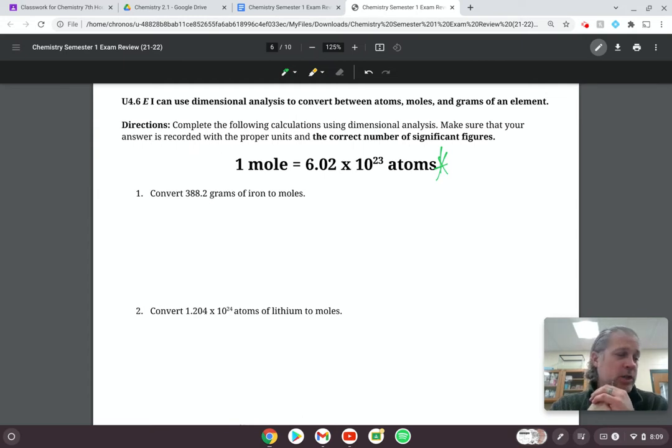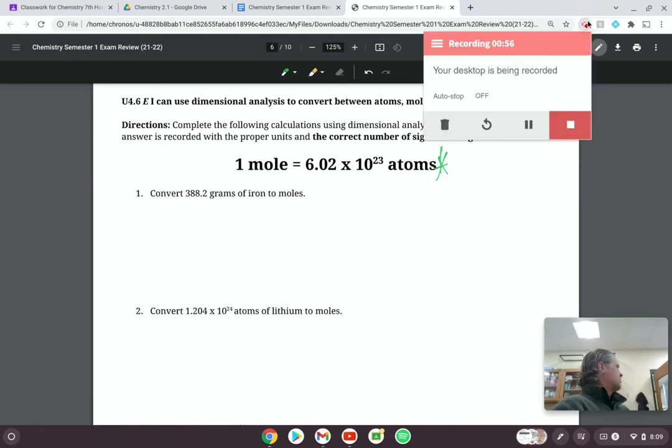The other relationship that you're going to be using for some, but not all of the problems will be from your periodic table. And on your periodic table, you'll be getting the relationship between 1 mole of an element and its mass. So to start off, we're going to go with the first one. We are given that we have 388.2 grams of iron, and we're changing it into moles.